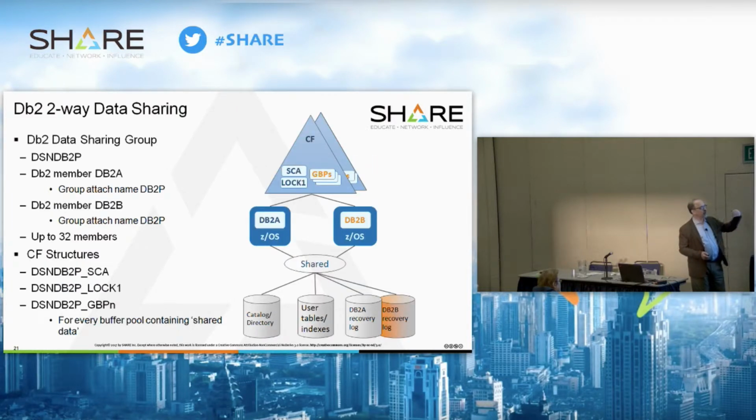So then I go through the install panels again and I add a second member. They're each going to use that group attach name of DB2P. So now I can take my batch jobs and run them either here or there without change, because it's still going to say DB2P and get to one. The other thing I've added now is group buffer pools, because now I'm going to be actively sharing data between these two. And I've added DB2B's recovery log.